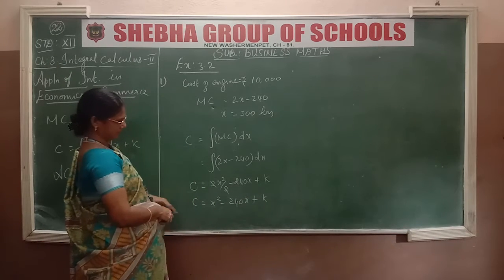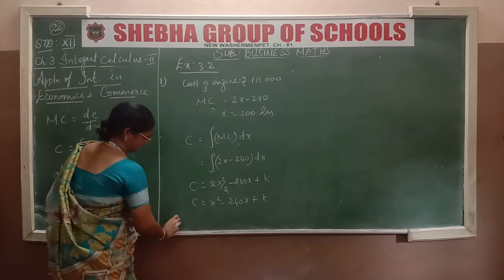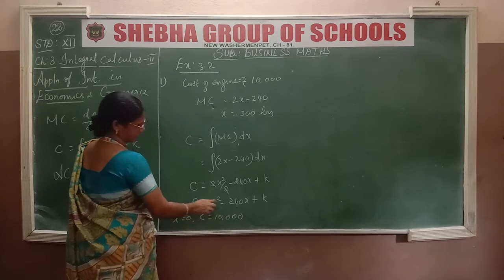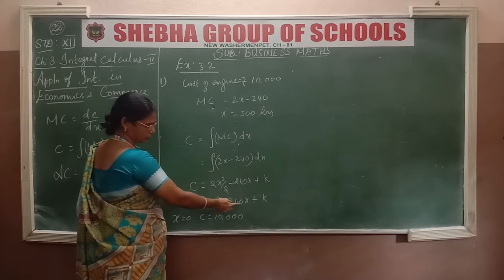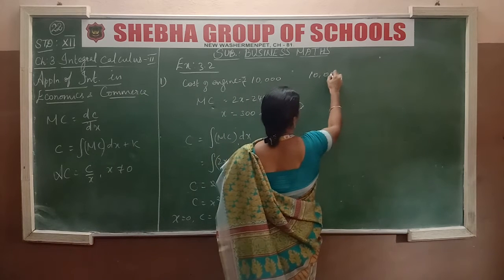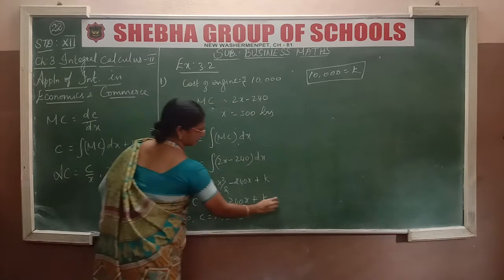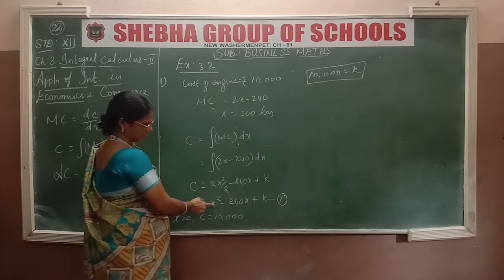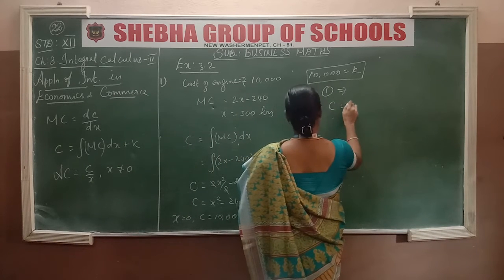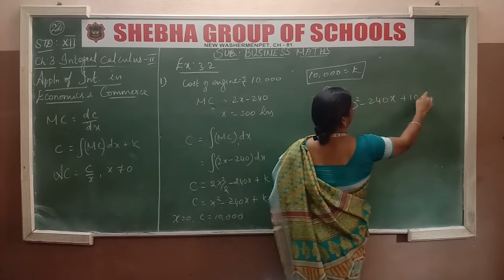At the starting, that means x is equal to 0, our cost is 10,000. Using this, we get x equal to 0 and C equal to 10,000. We get 10,000 equal to 0 minus 240 into 0, so 0, plus k. So 10,000 equal to k. Substituting the k value, this is our cost function, isn't it? C is equal to x square minus 240x plus 10,000.